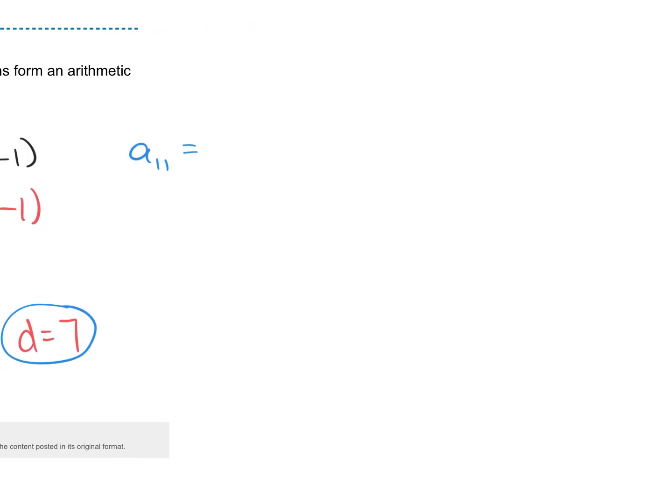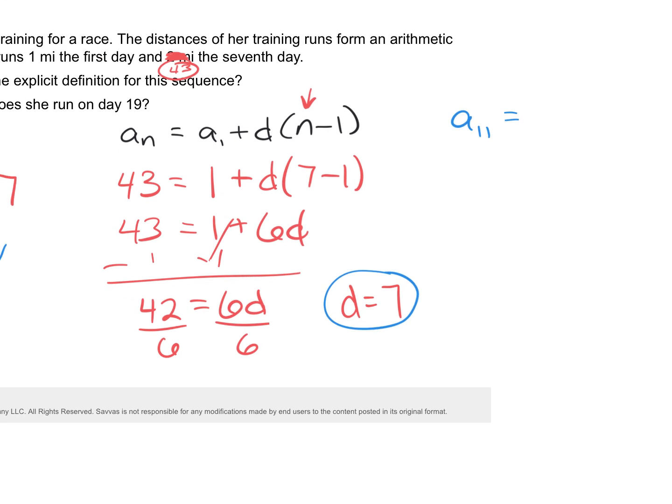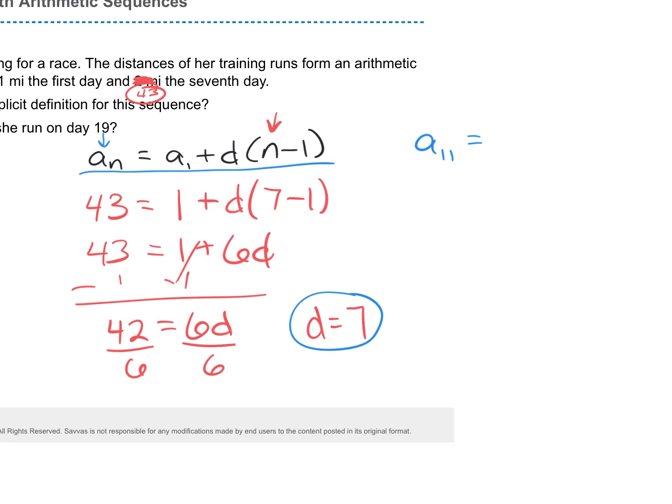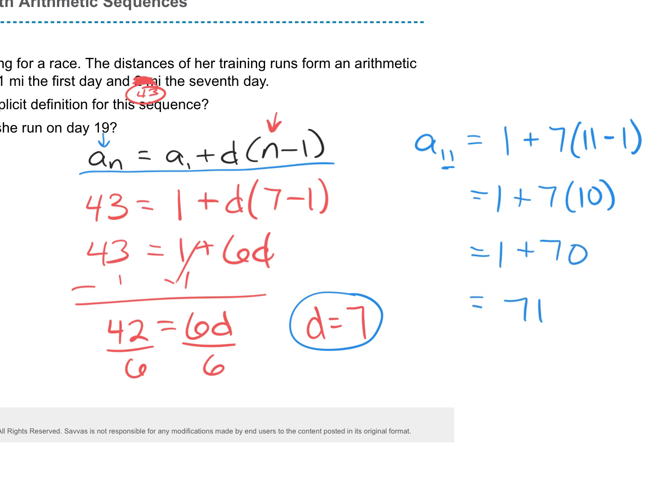Okay, so I'm following this formula right here. I plugged in A11. What is my A1? 1 plus, what is the difference? 7, we just found it. Times, do I know what N is? Yes. What is it? 11. Yep, comes from right here. N is 11 minus 1. So now we just solve 1 plus, what's 11 minus 1? 10. 70. Yep, 1 plus 70 is 71. So by the 11th day, she ran 71 miles.